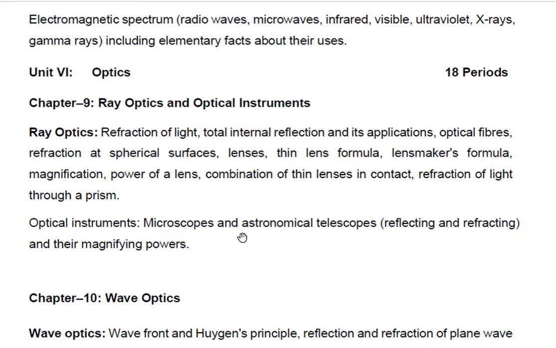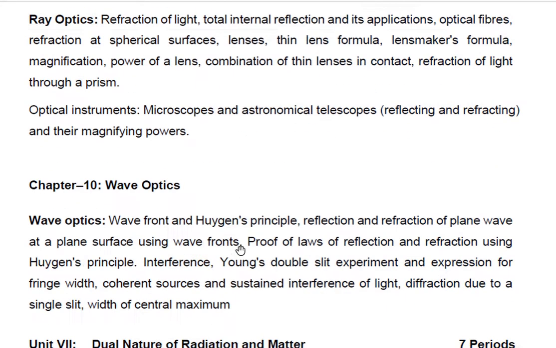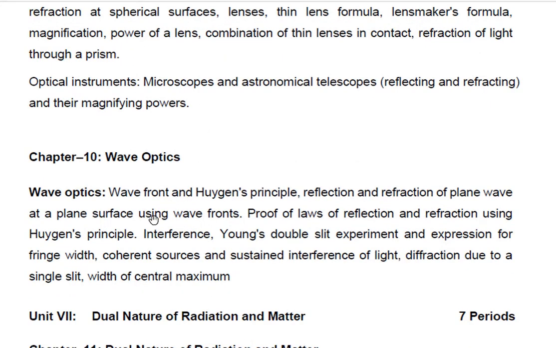instruments: microscope and astronomical telescope, reflecting and refracting both. In astronomical telescope you have to study about reflecting as well as refracting, both types of astronomical telescope and their magnifying powers. So that was chapter 9.